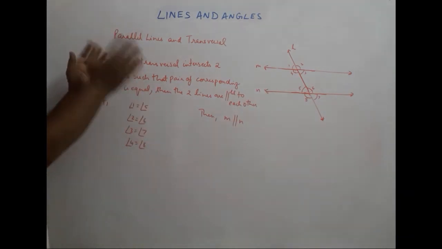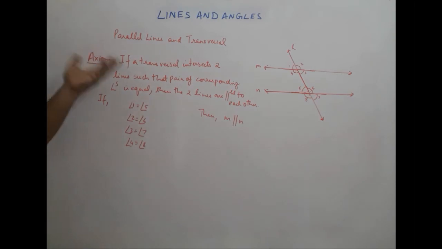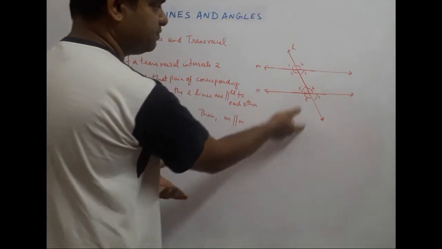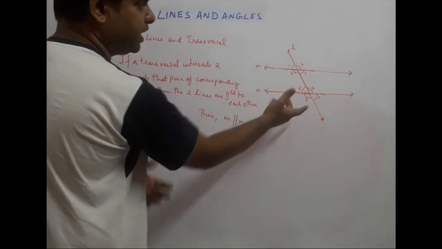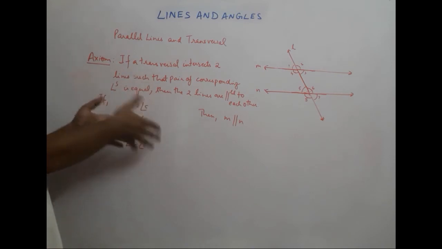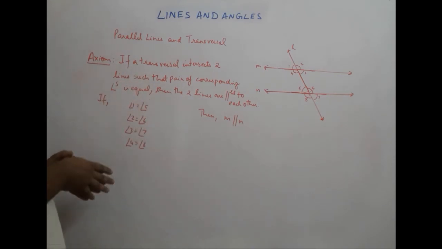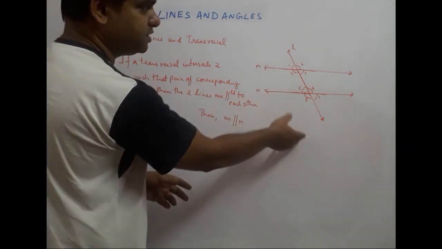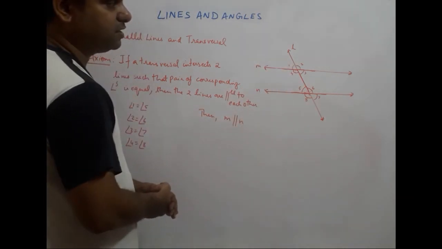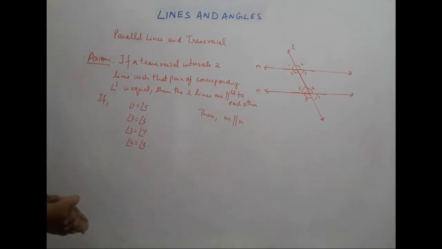So this is like the converse of the previous axiom, which said that if the two lines are parallel and they are intersected by the transversal, then these corresponding angles are equal. Here we are given the corresponding angles are equal, and we are told if their corresponding angles are equal, then in that case the two lines which are intersected by the transversal become parallel to each other. So it helps in solving various problems including proofs.